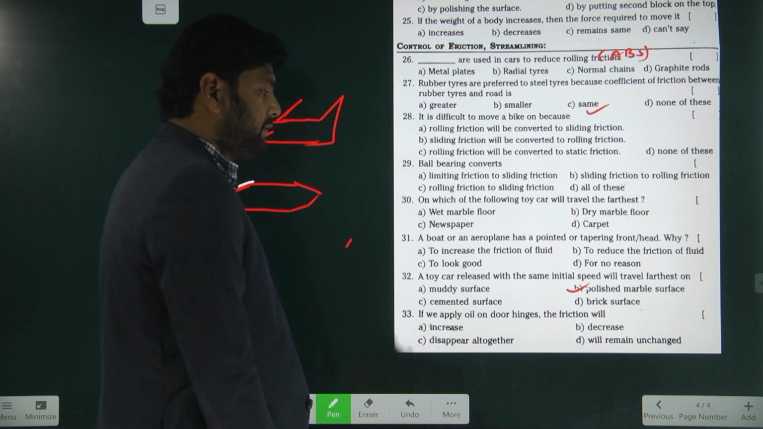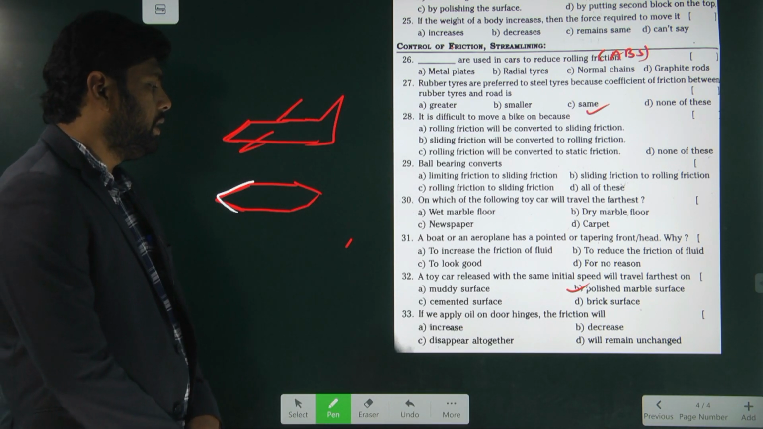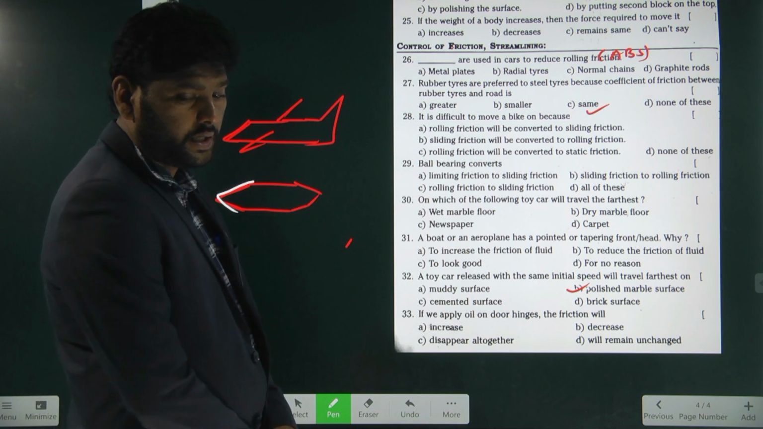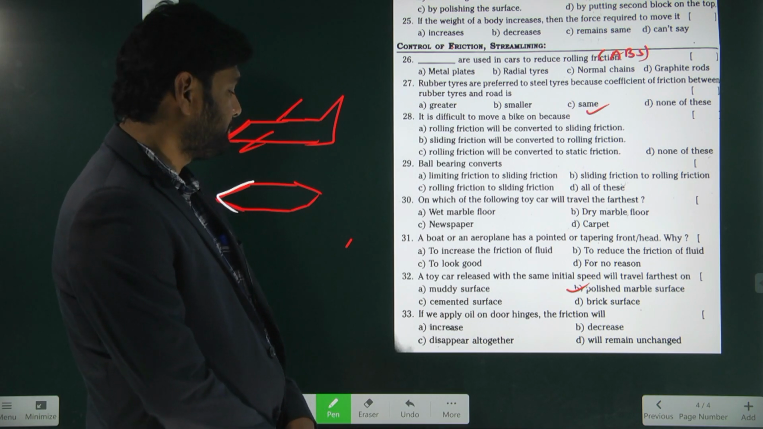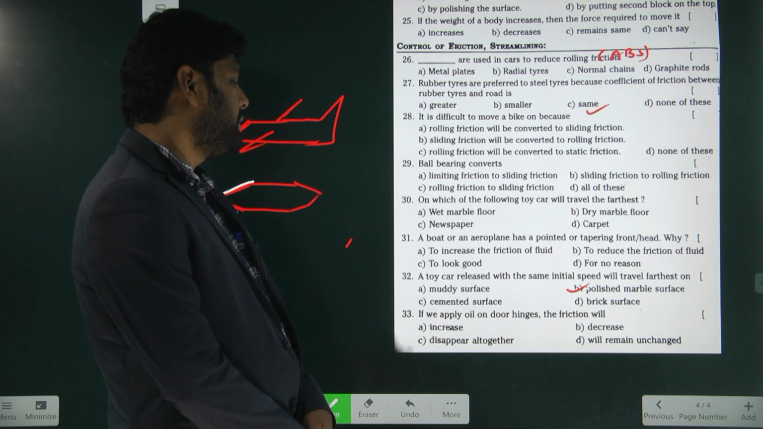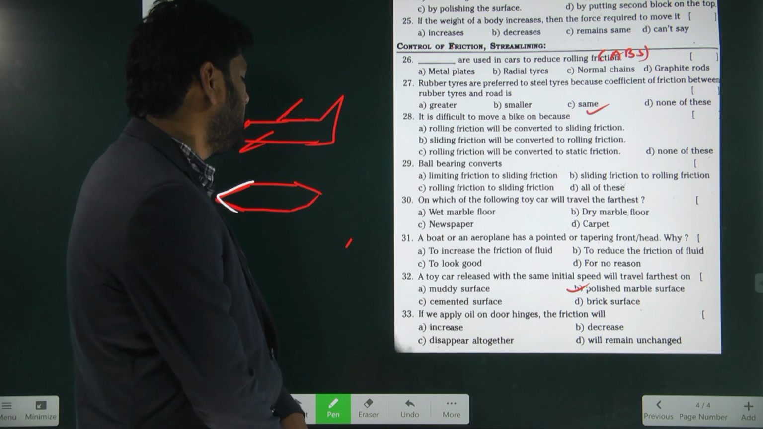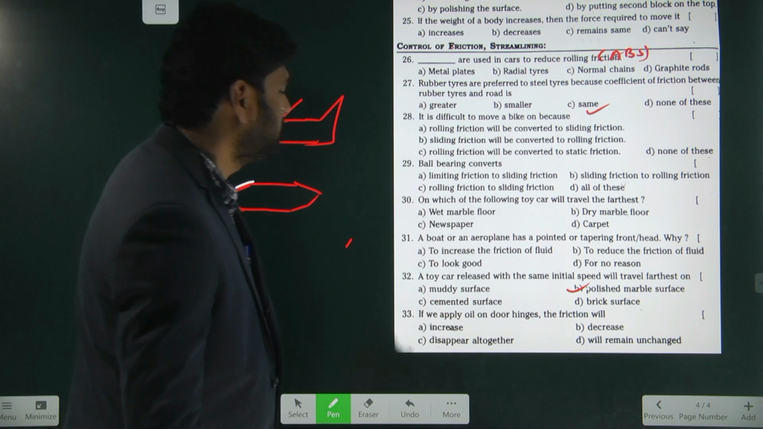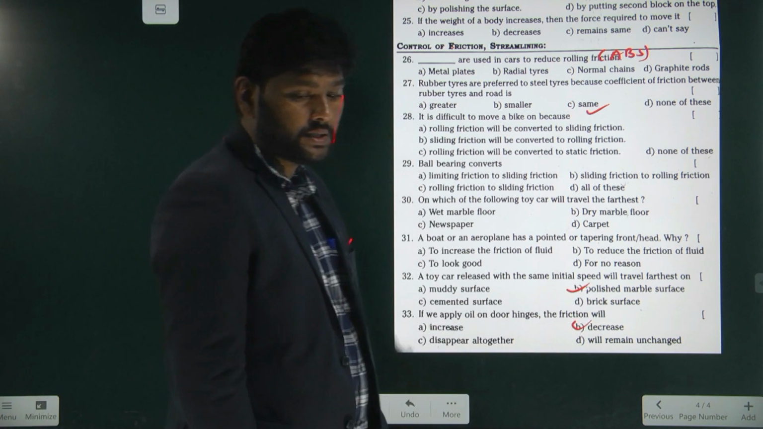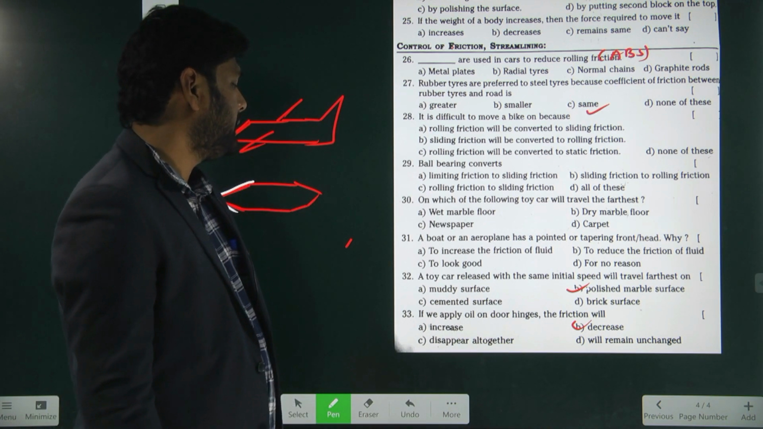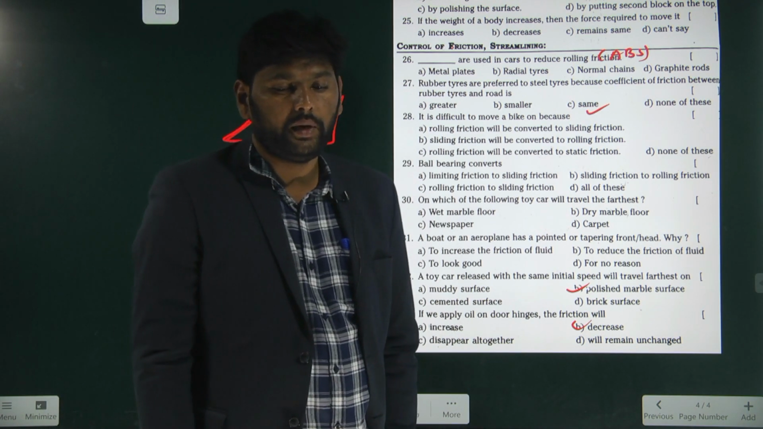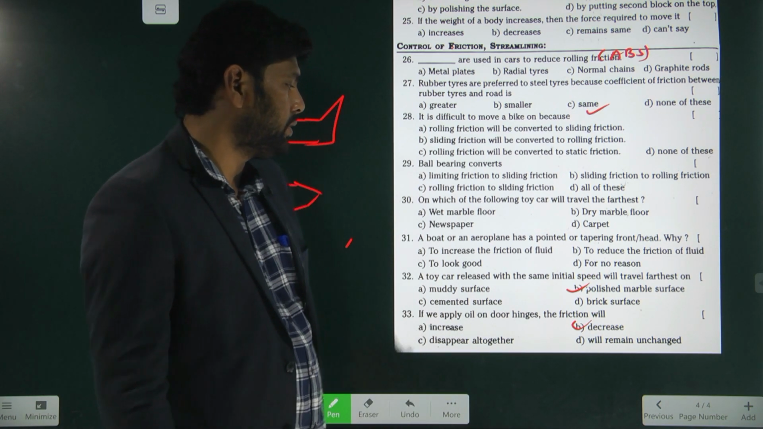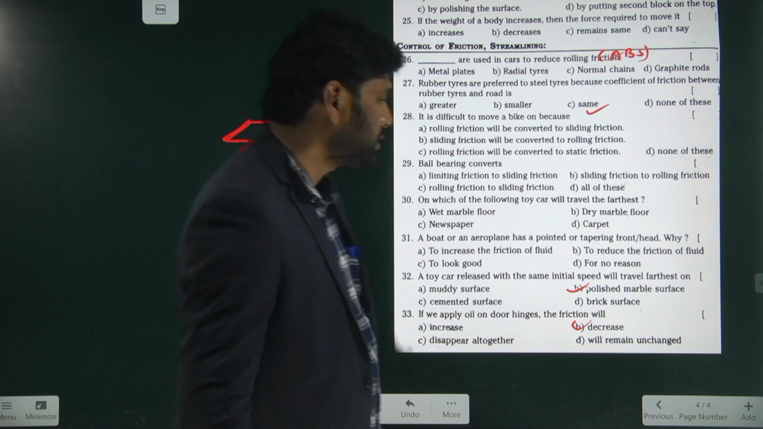If we apply oil on the door hinges, the friction will increase or decrease, disappear altogether, or remain unchanged? So friction will decrease because the oil acts like a lubricant. The lubricant reduces the friction, so that we can easily open and close the door. Let's go for the next slide.